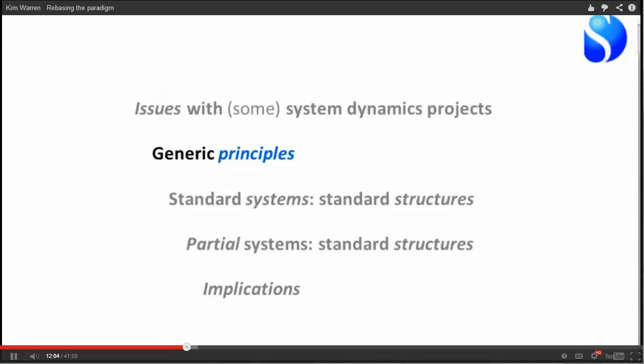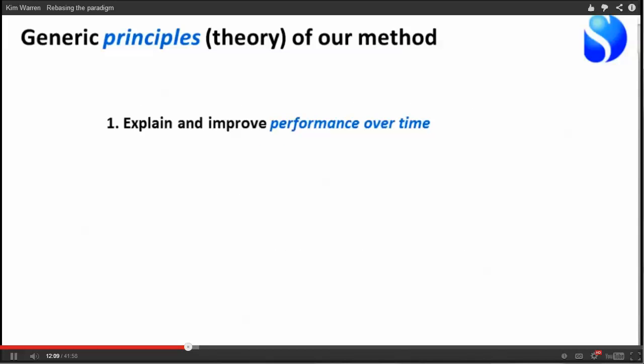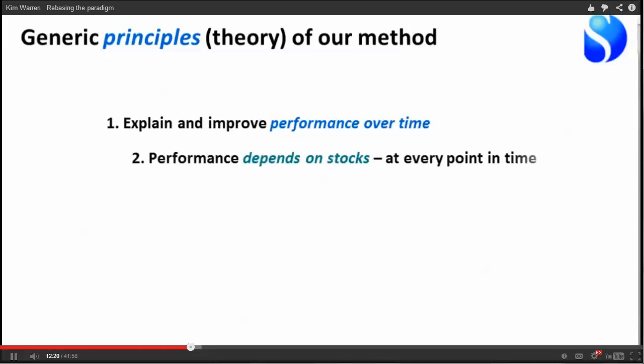So let's go back to those general principles. What actually underlies what it is that we do? And yes, we do start with a concern to improve performance over time. That's what system dynamics is for, right? It isn't for doing any other kind of problem. It is about improving performance over time. That performance depends at every moment in time on the quantity of the stocks in the system. Okay, this is a repeatable general finding that if you start with any performance outcome and trace back what causes it, sooner or later you have to hit a stock or more than one stock.